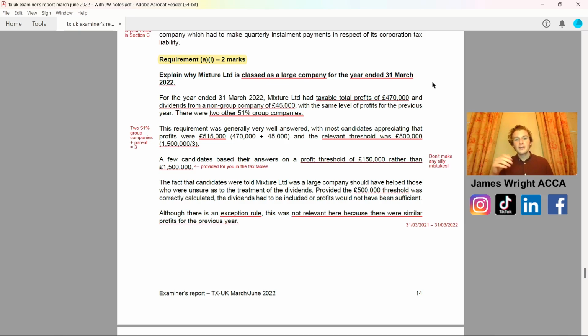So provided the 500,000 threshold was calculated correctly, the dividends had to be included or profits would not have been sufficient. Finally, although there is an exception rule, it was not relevant here because there were similar profits from the previous year. They may not qualify for the quarterly payments if they had very low profits in the previous year, but in actual fact they had quite high ones.